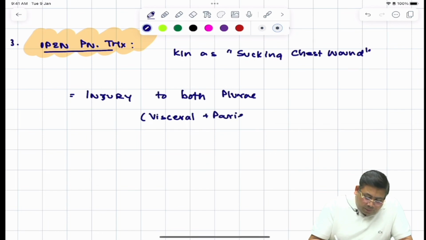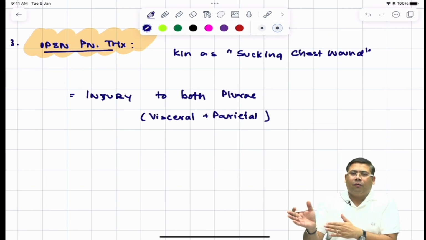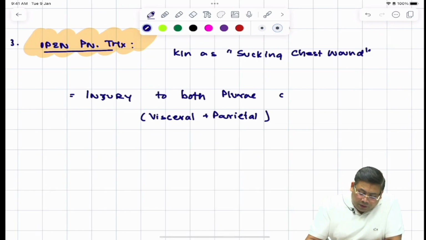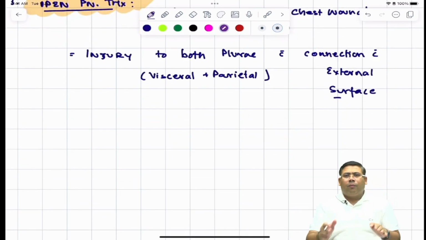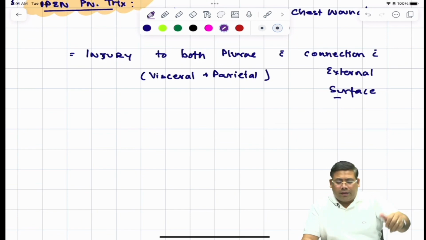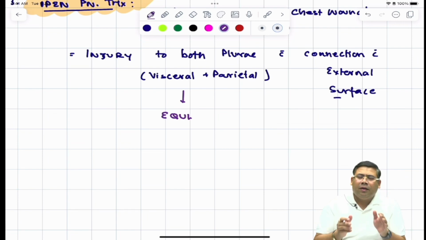damaged. The problem is not the injury to both the pleurae, but that they're not only injured, they're connected to the what, atmosphere. So with connection with the surface of the body, with the connection with the external surface, and this is really very important. So injury to both the pleurae with a connection to the external surface leads to equilibration of the pressure.